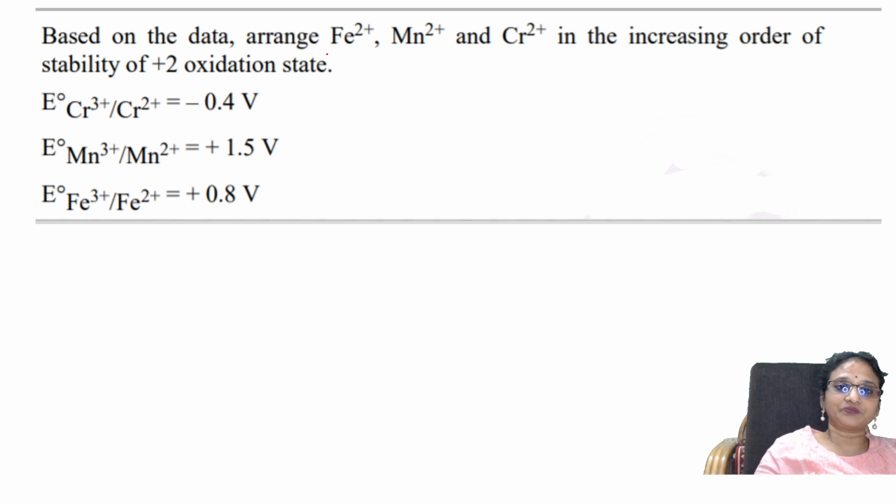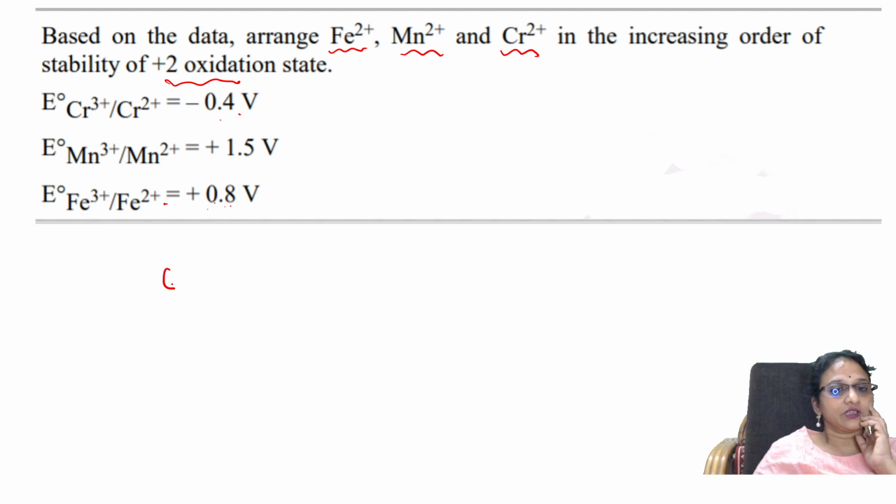Based on the data, arrange Fe plus 2, Mn plus 2 and Cr plus 3 in the increasing order of the stability of the plus 2 oxidation state. See here, electrode potential values are given. Now first see, when I take the first one, the electrode potential value of iron is higher than chromium. This is plus 0.8, this is 0.4.